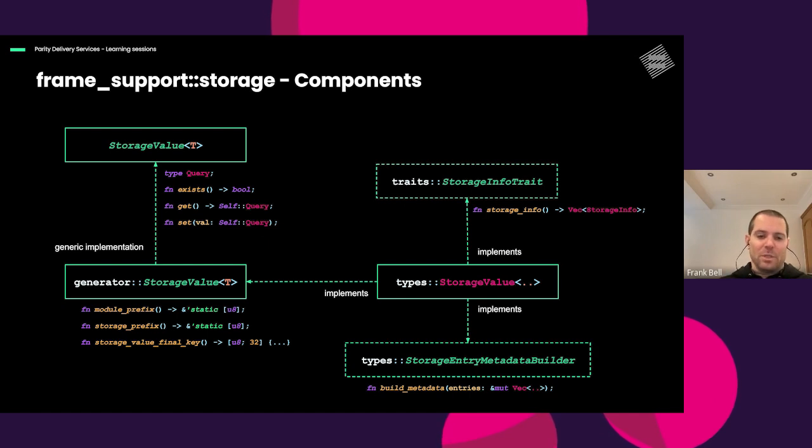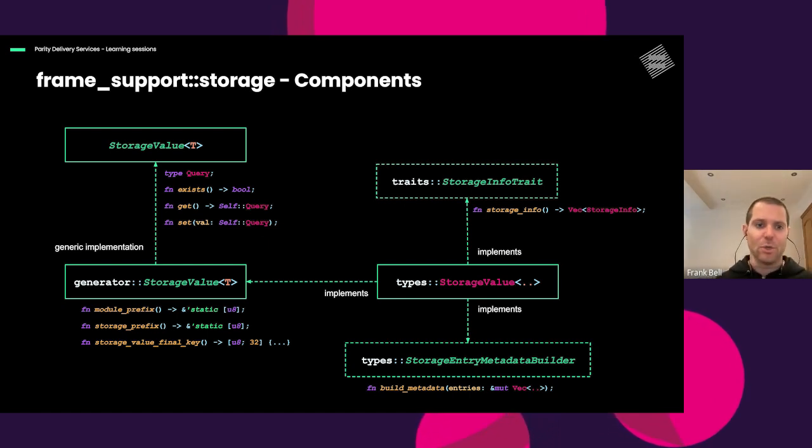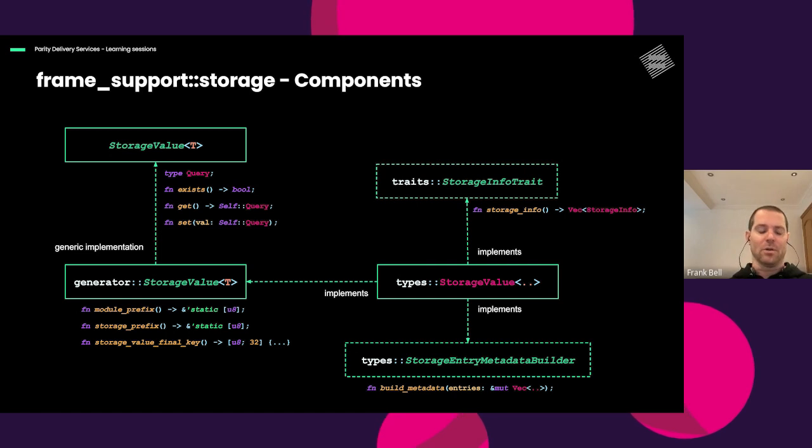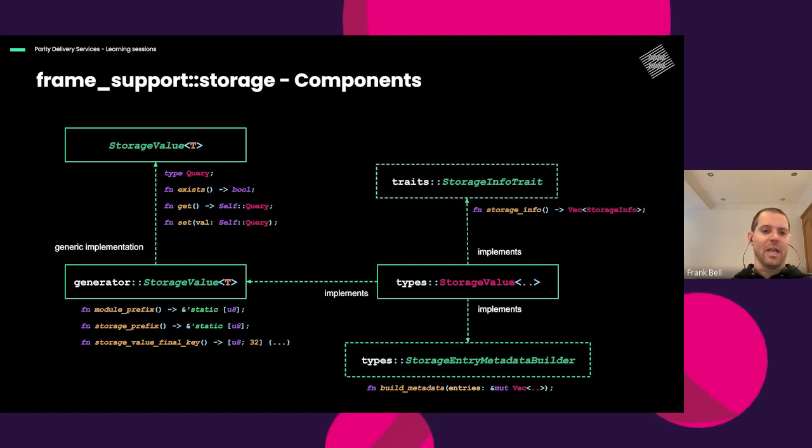So to try and explain how these components fit together, it seemed easiest to draw a quick diagram. At the top left, you've got the storage value. I'm just going to call it, for the sake of ease, the runtime storage API trait. You can imagine that when you're interacting with a storage item in your runtime, this is the API that you would usually use.